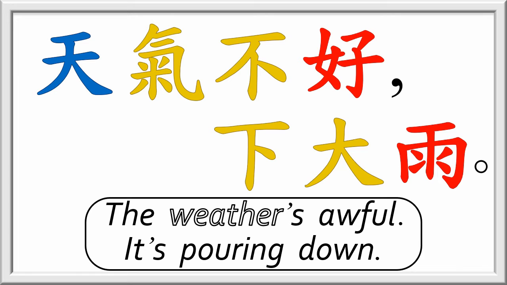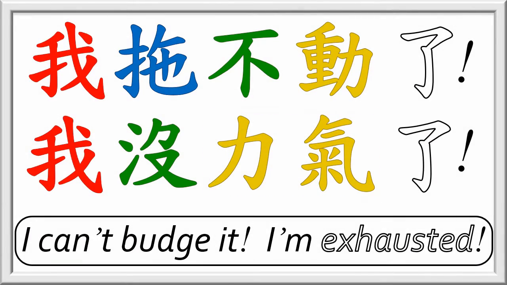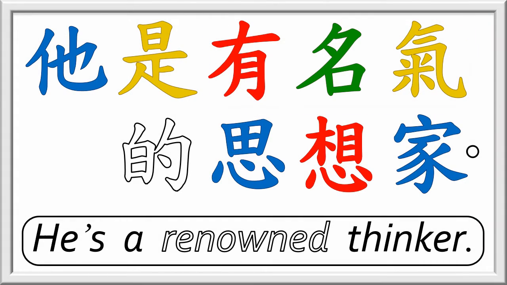It's pouring down rain. If you've exhausted your energy, you could possibly use this sentence. 我拖不动了，我没力气了. I can't budge it. I'm exhausted. To talk about a well-known or renowned individual, there is this sentence. 他是有名气的思想家. He's a renowned thinker.